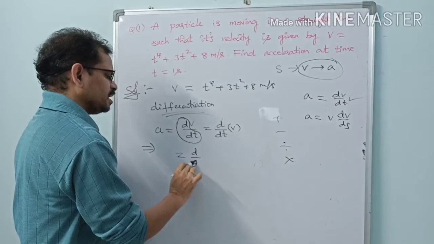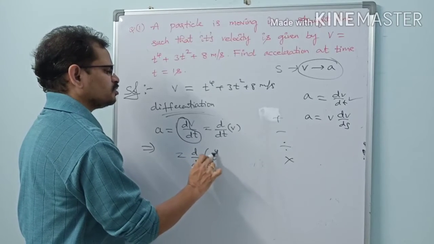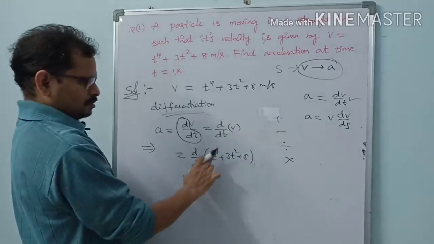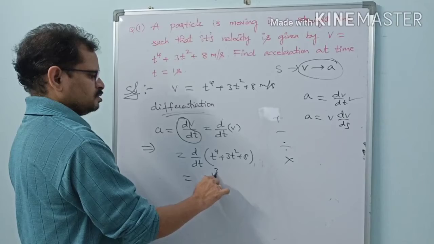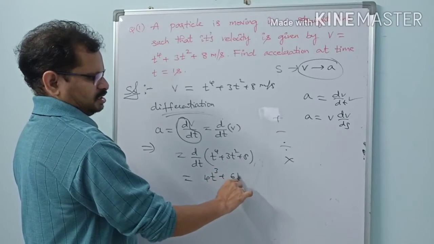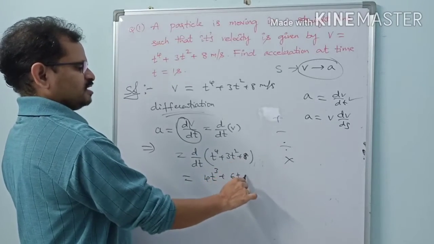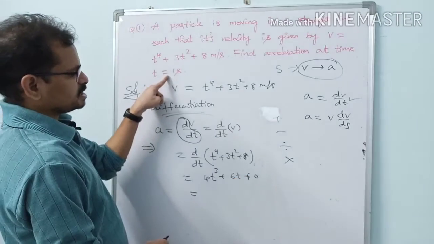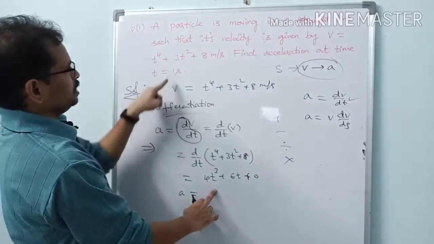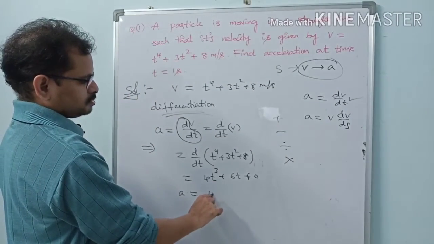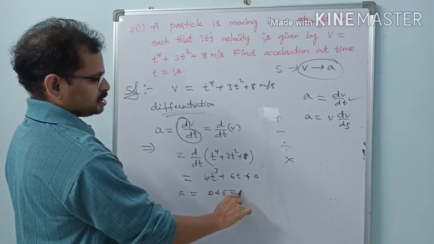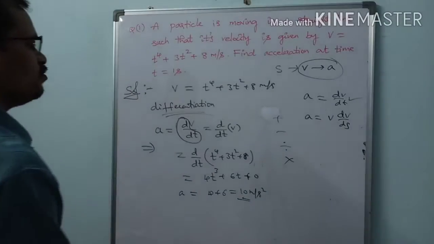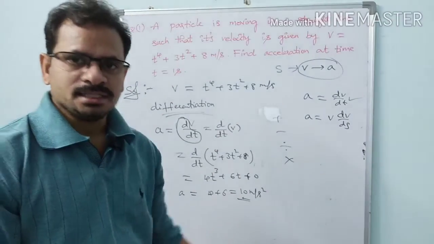This is equal to d by dt of, what is velocity? t power 4 plus 3t square plus 8. So what is this one? This is 4t cube plus 6t. Differentiation of a constant value is 0, plus 0. At what instant do you have to find acceleration? Therefore acceleration a, at t equal to 1 second, 1 cube is 1, so this is 4 plus 6 into 1 is 6. So this is equal to 10 meter per second square. So at 1 second, what is the acceleration? It is 10 meter per second square, right?